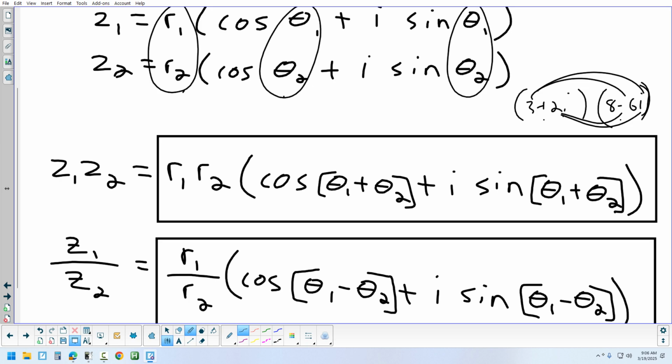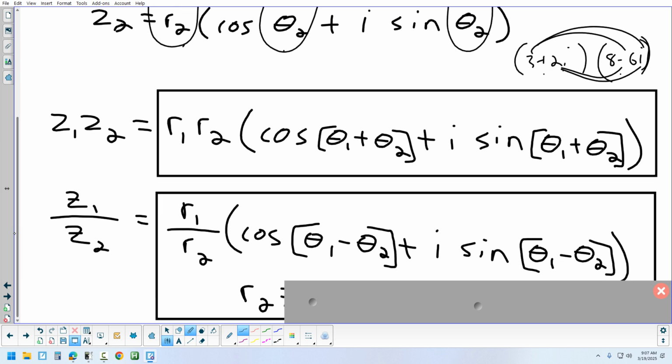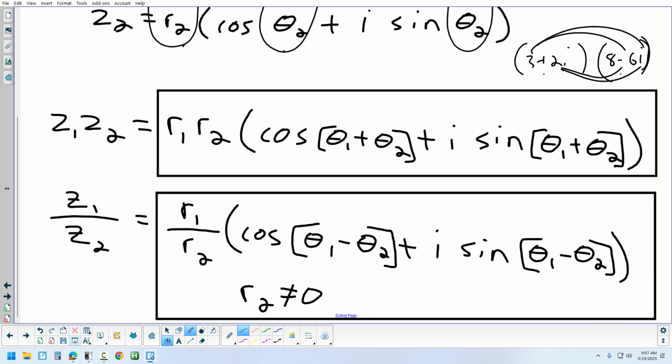And normally what I do is I do it in standard form, and then I do it this way and show you it comes out the same. I don't know if we're going to have enough time to do the same problem 2 ways to show you, but this does work. It is important that r2 is not 0, because you can never divide by 0. So if I ask you to divide 2 complex numbers in trig form, r2 will never be 0.